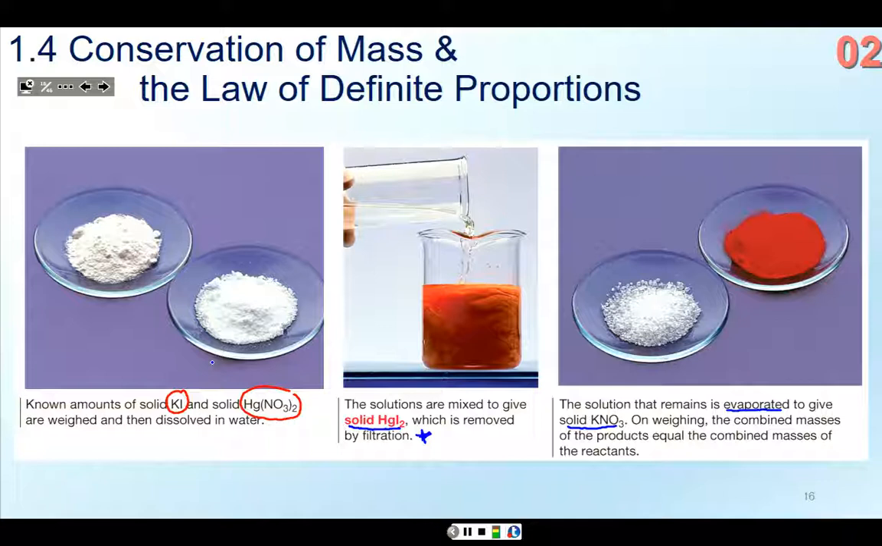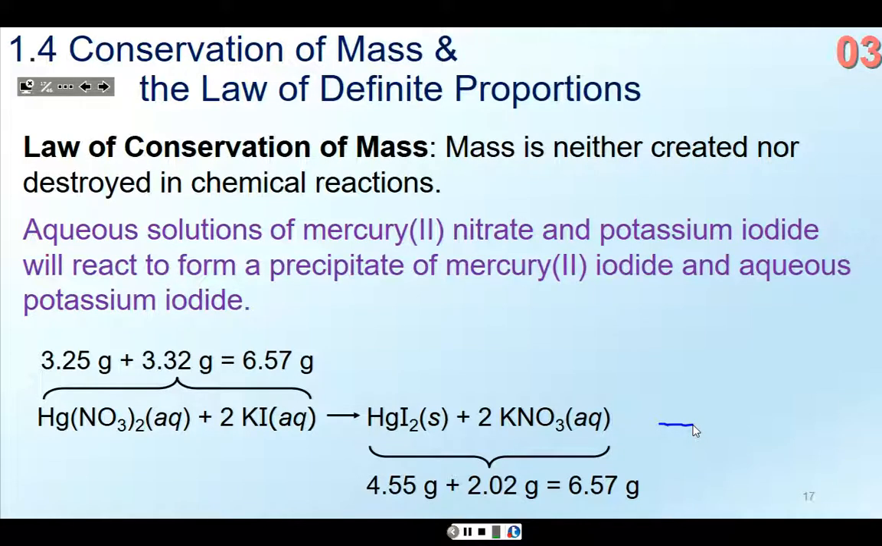Now, how does this reflect definite proportions? Well, let's think about it. The amounts of the potassium iodide and mercury nitrate were weighed out before they were combined. The mercury iodide was weighed out after it was dried, and so is the potassium nitrate. So on weighing, the combined masses of the products equal the combined masses of reactants. Let's look at the actual data for an experiment of this type. This demonstrates the law of conservation of mass.